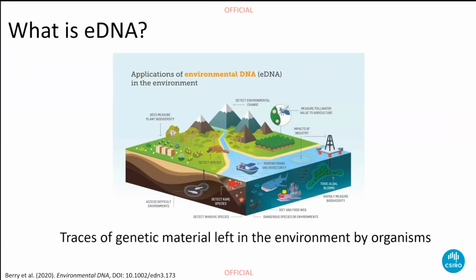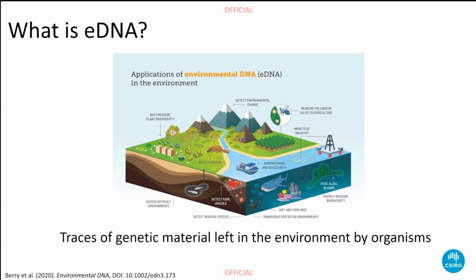eDNA stands for environmental DNA. And it's really just the traces of genetic material that are left in the environment by the different organisms that are living there. And we have a range of different methods that we can collect eDNA from aquatic and terrestrial environments. And then we use genetic methods to identify the species in those eDNA samples. And so for me, I kind of think this is like environmental forensics a bit.